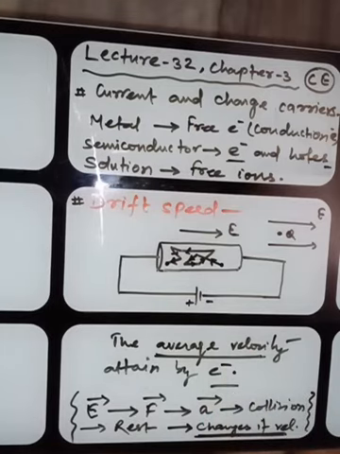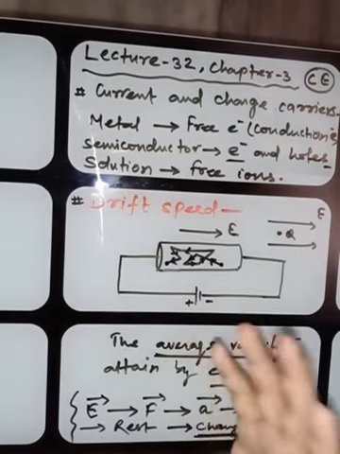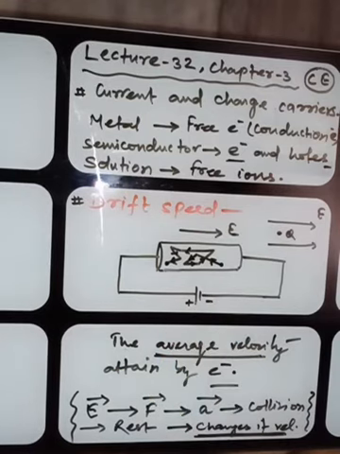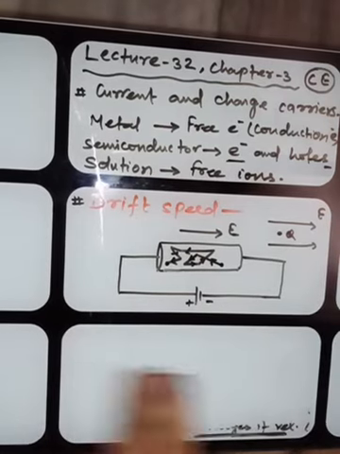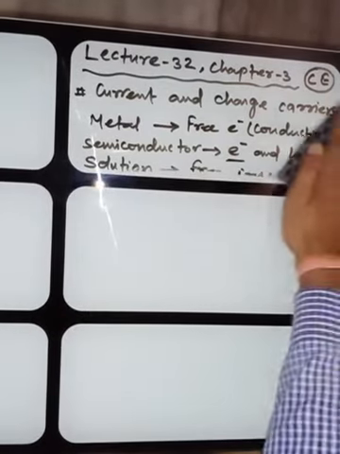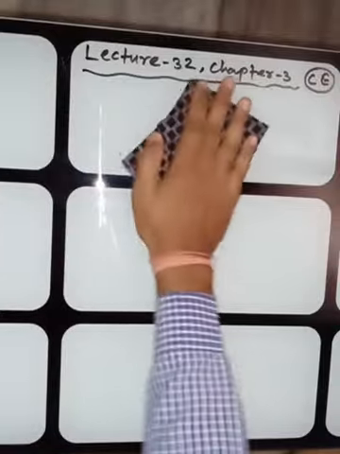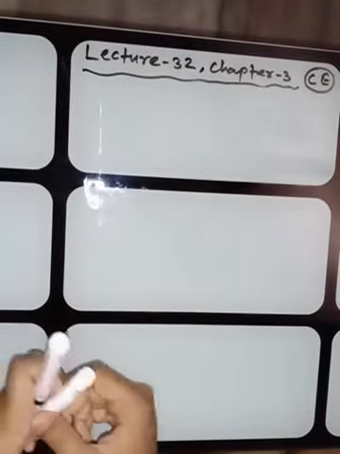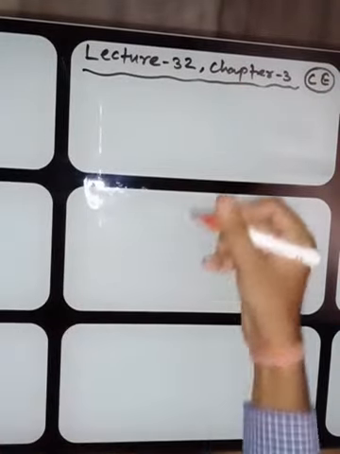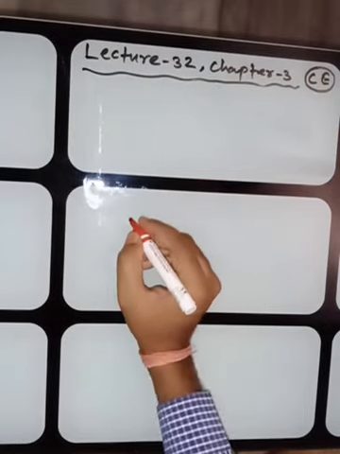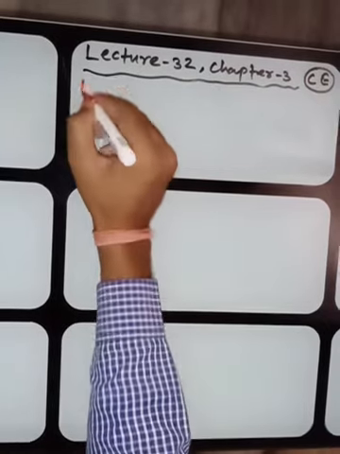This particular stepwise explanation will give you the mathematical expression of drift speed, my dear student. So we are going to derive here the expression of drift speed of an electron in any conductor. This is a question for examination also. For example, we will derive this expression.